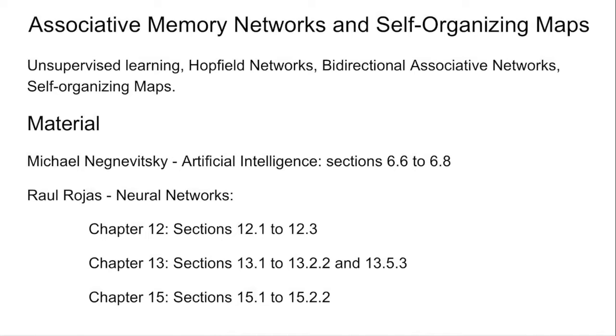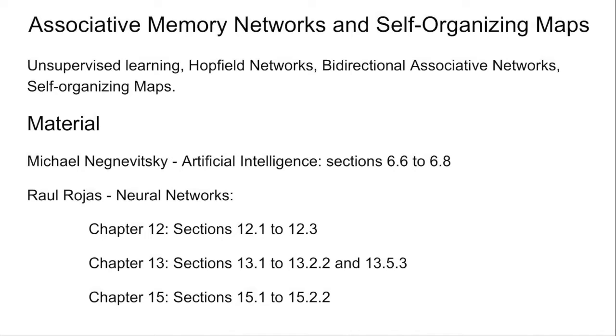Then I'll introduce Hopfield networks and bidirectional associative networks, which are two classes of associative memory models. And finally, I'll talk about self-organizing maps, which also try to capture the data to find these hidden features while preserving the topology of the input.